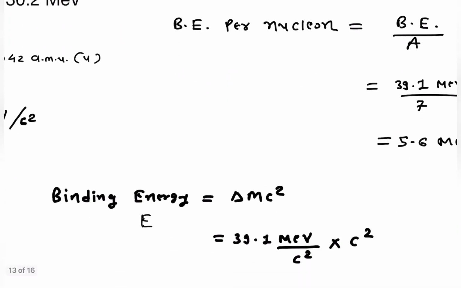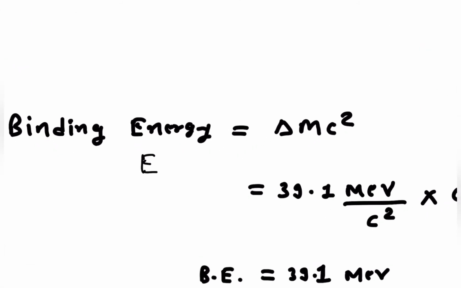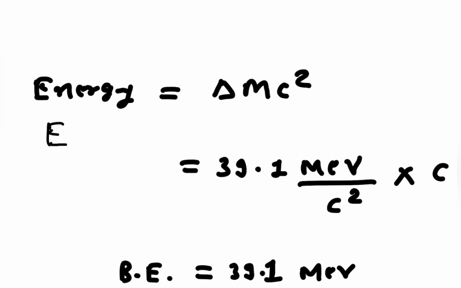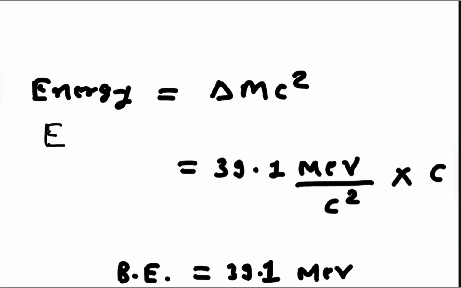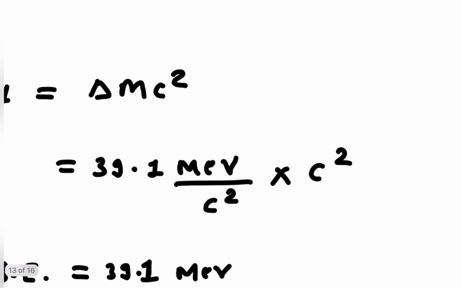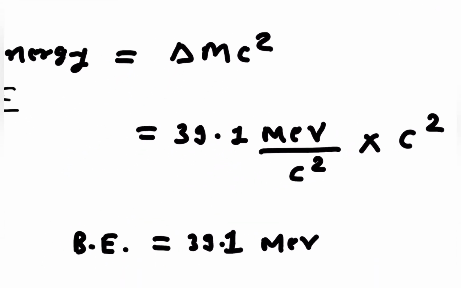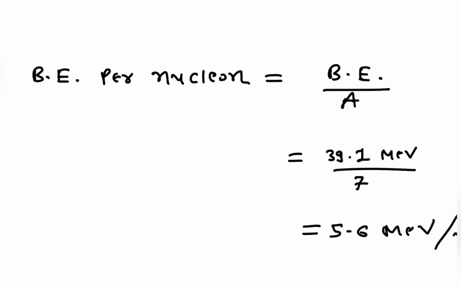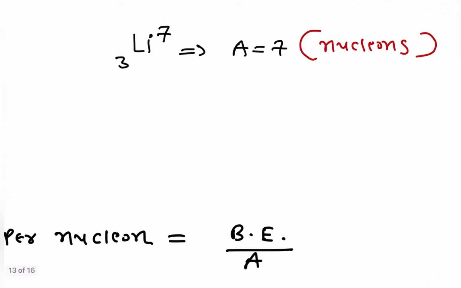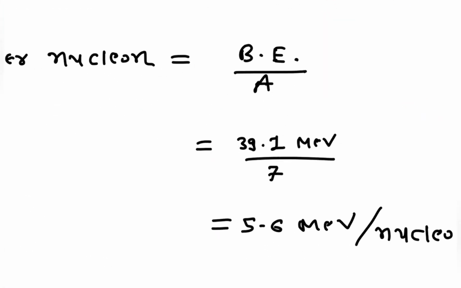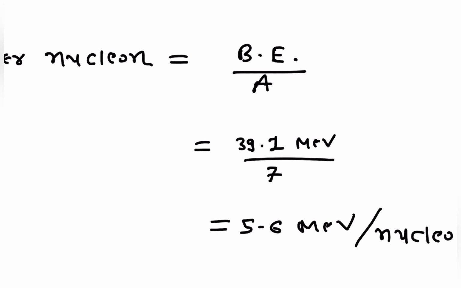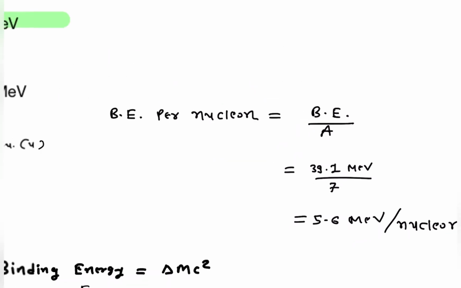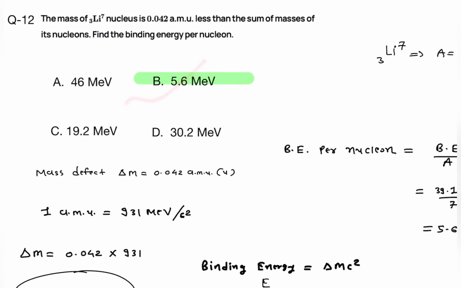After converting this, we find the binding energy based on the formula E equal to delta M c squared. Delta M, the mass defect, is 39.1 mega electron volt per c squared, times c squared. So the binding energy is 39.1 mega electron volt. Now the question asks for the binding energy per nucleon. So the binding energy 39.1 mega electron volt is divided by the number of nucleons, A equal to 7. So 39.1 divided by 7 gives 5.6 mega electron volt per nucleon. That is the binding energy per nucleon. So option B is correct.